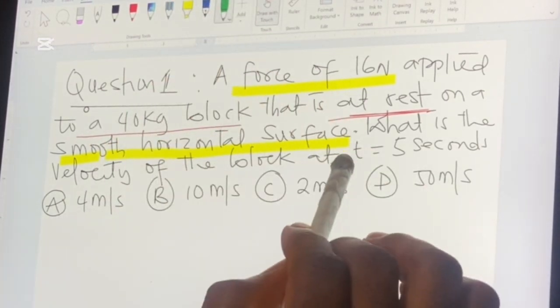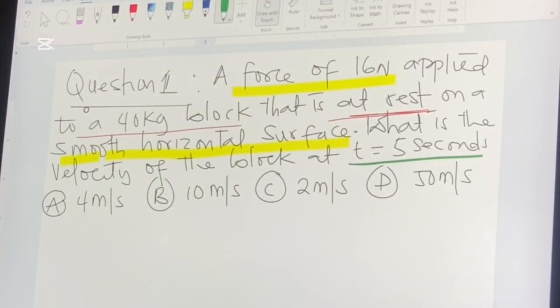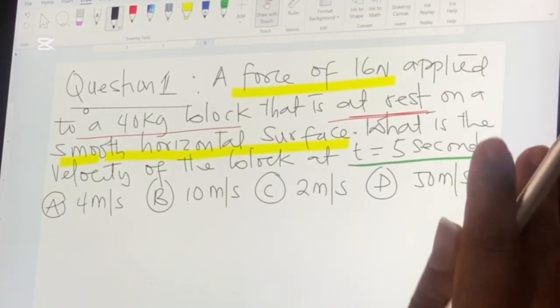So the time given to us here is 5 seconds. So let's understand the equation here. Solution first.